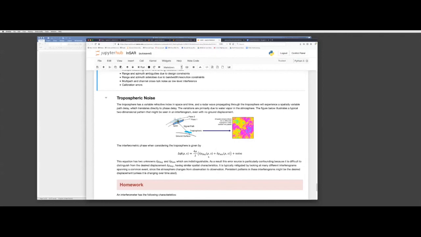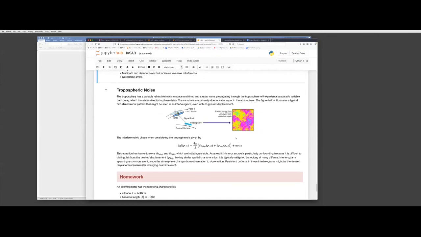And the biggest challenge is that if you look at the way it is introduced into our phase measurement, it is effectively indistinguishable from the displacement that we're interested in. It just sums to it. So because they're indistinguishable and it's a significant magnitude, it's an issue. And you'll see throughout the course the time series analysis on how to address this.